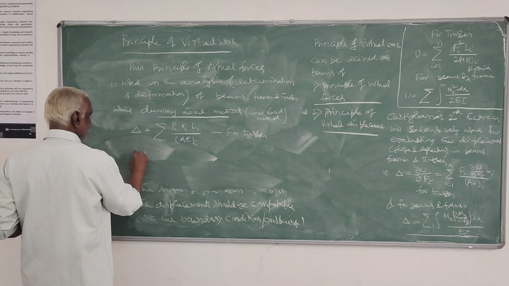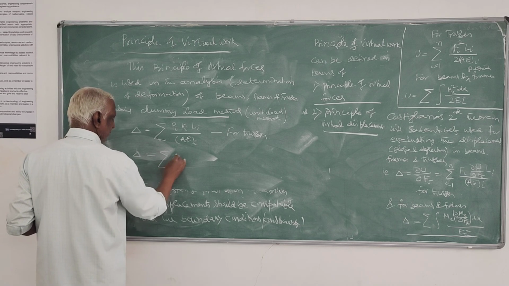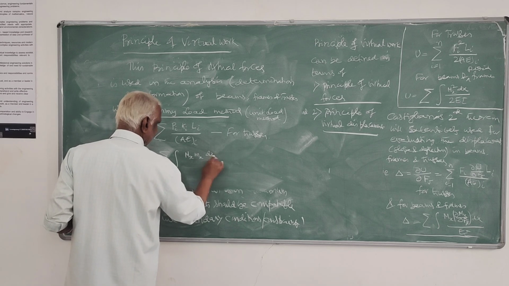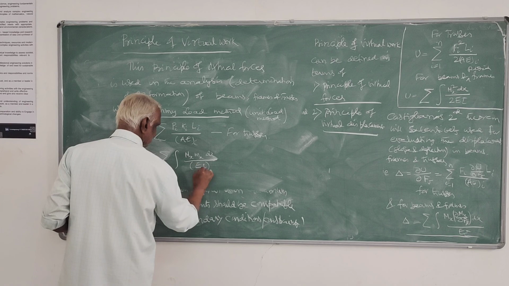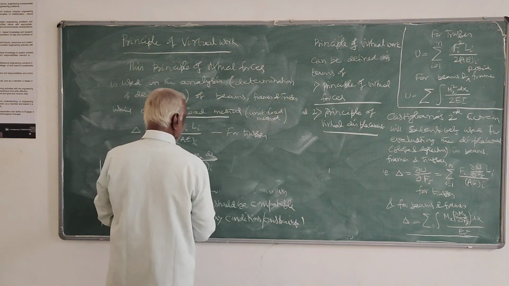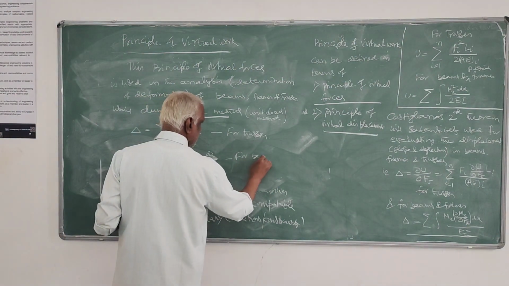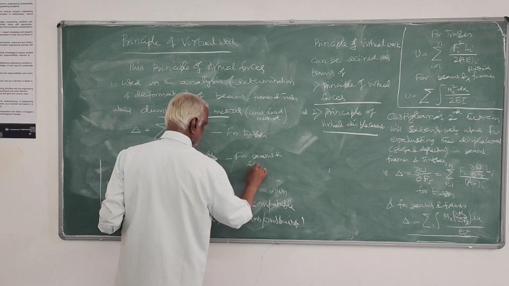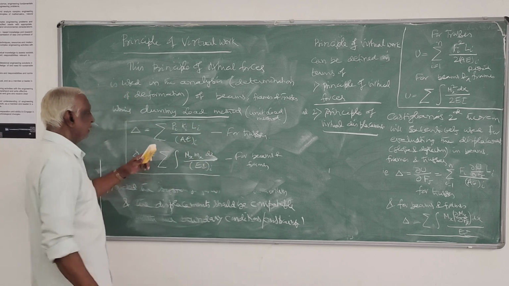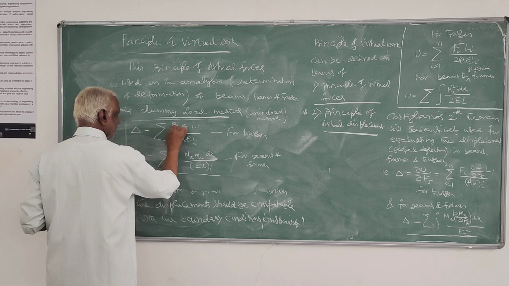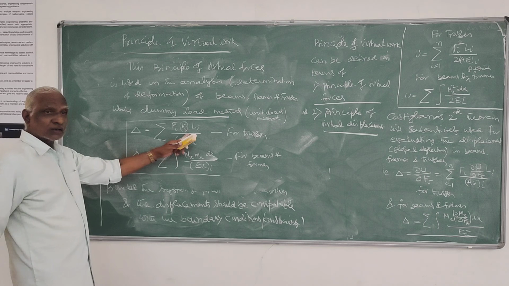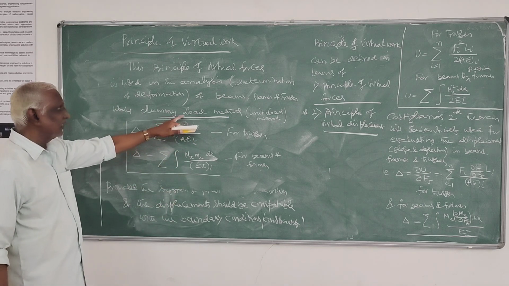And delta for beams and frames is the integral of small m, M x, ds by EI, of that particular member. This is for beams and frames. You can remember this expression. Other things are also here. Ki is the force due to unit application of the load, the dummy load.